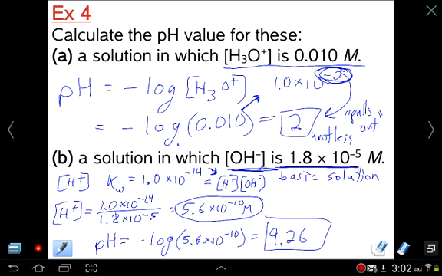Now notice this is basic because we are above 7. So we are definitely basic, which is consistent because we have a hydroxide ion concentration that we're talking about here. So this is how we use the concentrations to determine the pH. And by looking at the pH, you can roughly see the concentration that's in the solution.